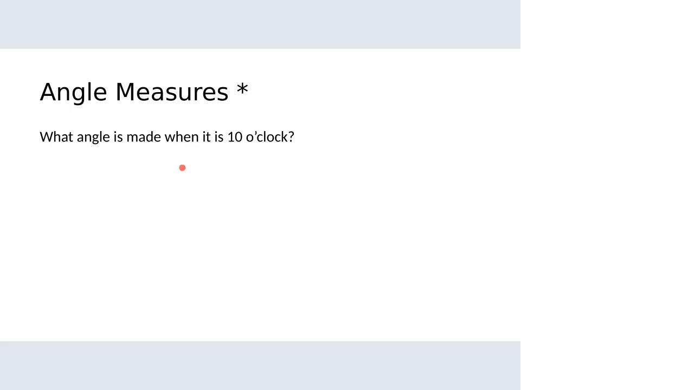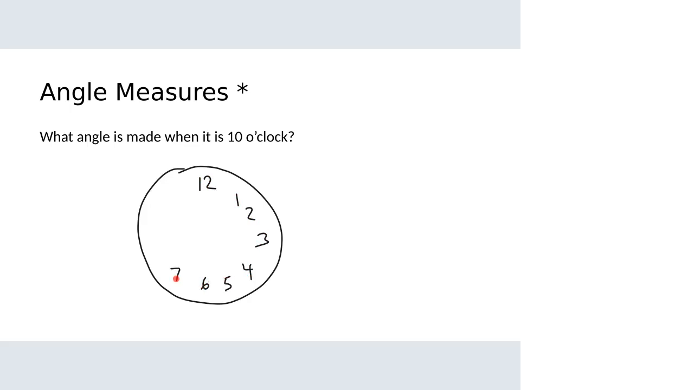So it's 10 o'clock, so we'll have our clock here with 12, 1, 2, 3, 4, 5, 6, 7, 8, 9, 10, 11. Doesn't have to be perfect. We're just after a sketch here to give us an idea of what our clock looks like. And when it's 10 o'clock, our hour hand's pointing at the 10, our minute hand's pointing at the 12. And what we're interested in then is how big is this angle right here?